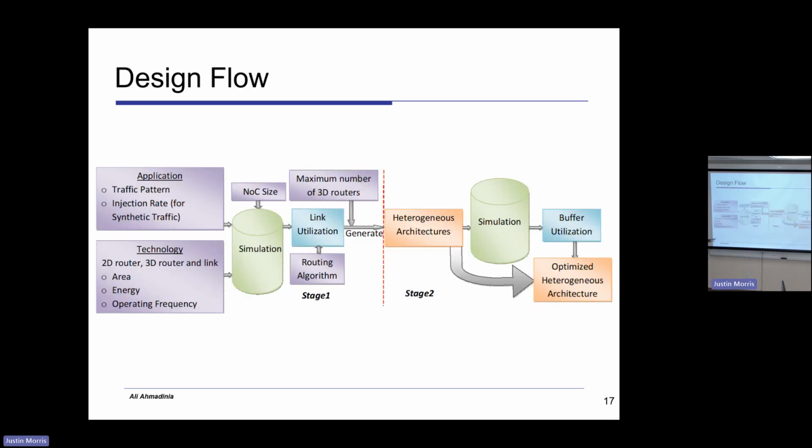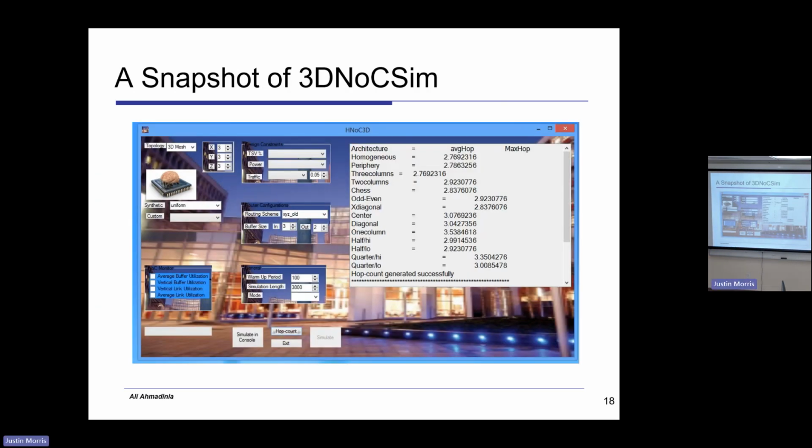So here you can see the design flow of that system. It was a combination of the 2D and 3D routers. We chose what type of traffic we wanted to use, and we had a full simulator to help us look into the link utilization based on the traffic we used, and then generate for us the optimized architecture based on the input traffic that we had. So again, here is a snapshot of that system.